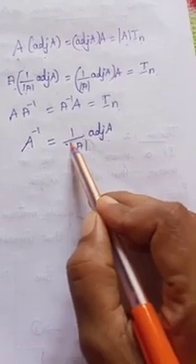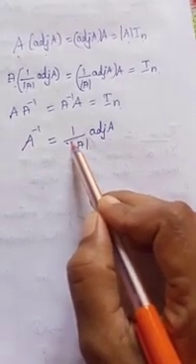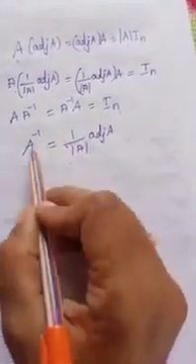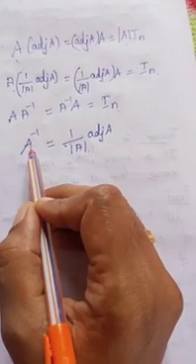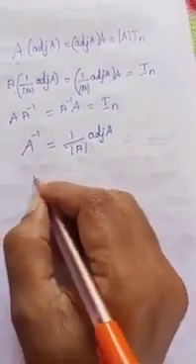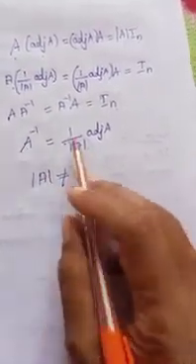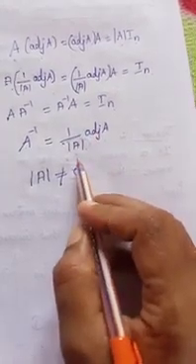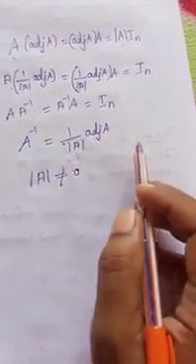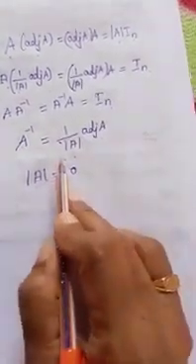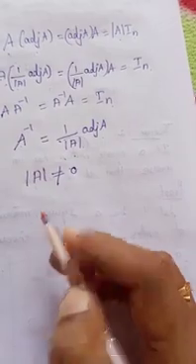Now determinant A is in the denominator. Denominator cannot be equal to 0. So the main condition for the inverse to exist is that determinant A should not be equal to 0. If determinant A is equal to 0, then adj A divided by 0, any number divided by 0 is infinity. So A inverse does not exist. If determinant A equals 0, A inverse does not exist.